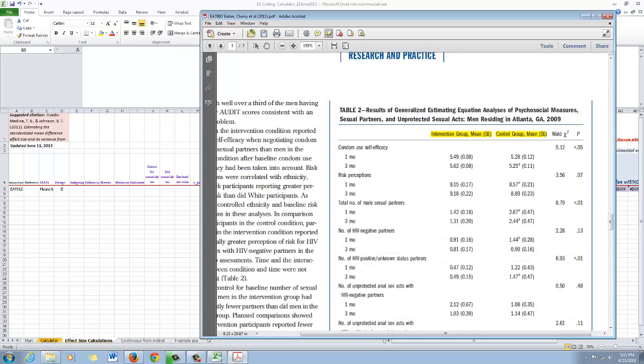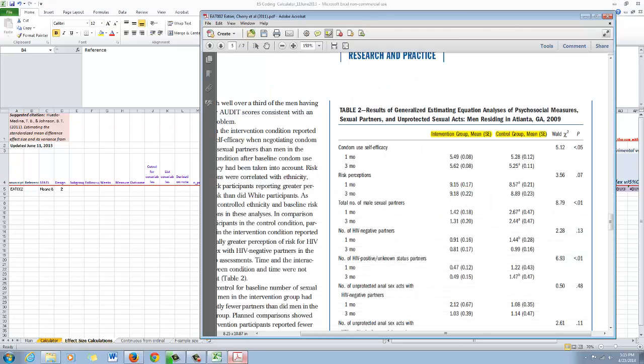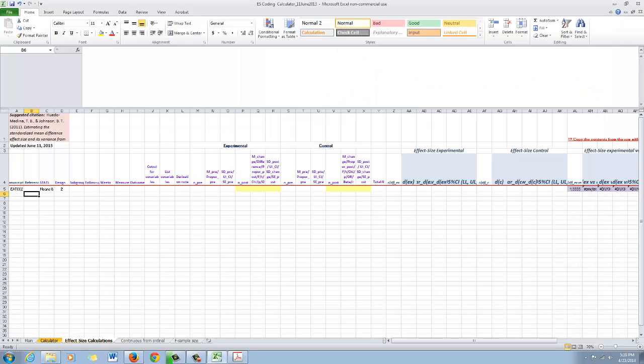And you're going to want to put the reference in this column. So a general abbreviated reference for the study. So Eaton Cherry et al. 2011 is the study in this case. The stats is mean and standard error. The design is design 2.